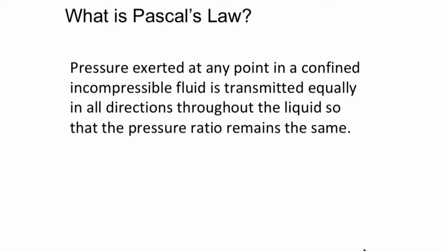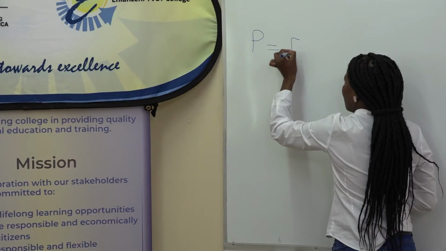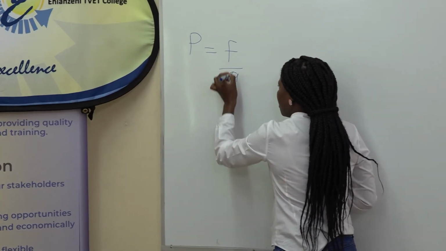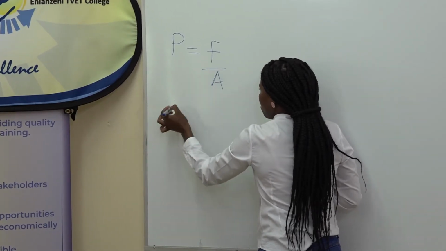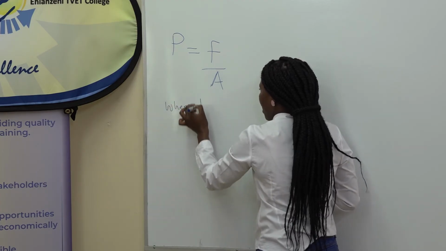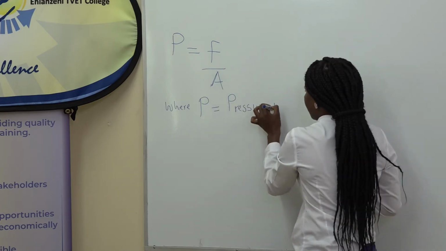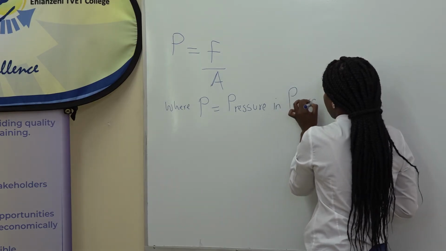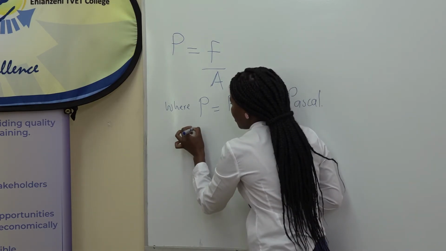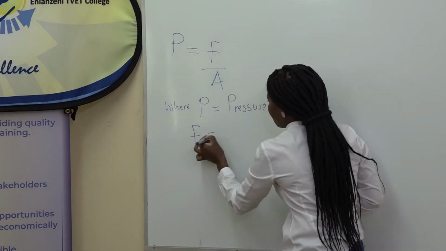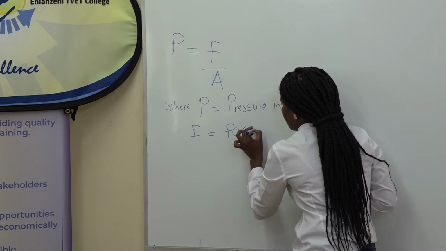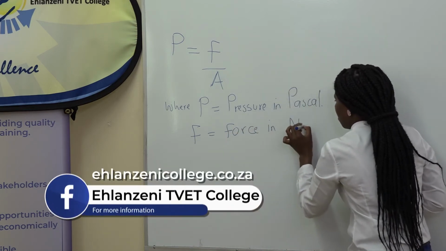Pascal's law can be mathematically expressed as P equals F over A, where P is our pressure, measured in Pascals, and F is our force, measured in Newtons.